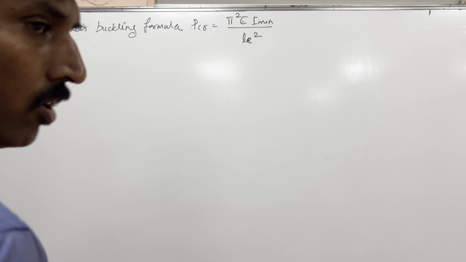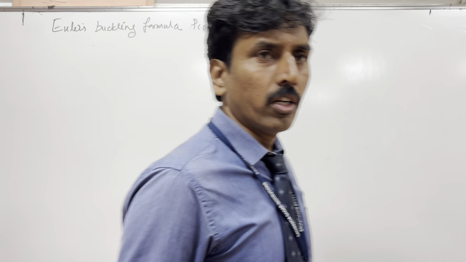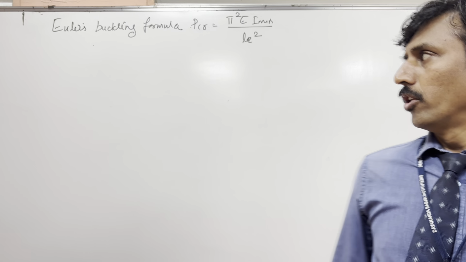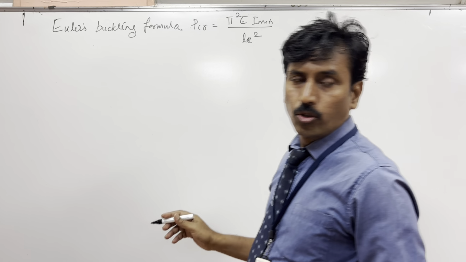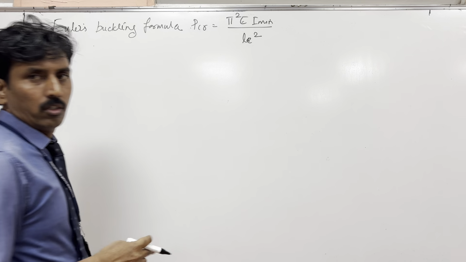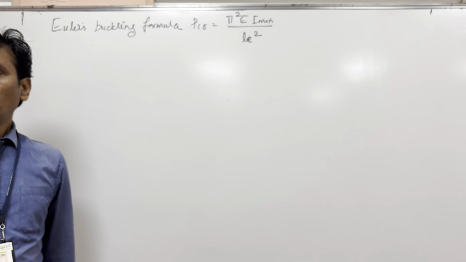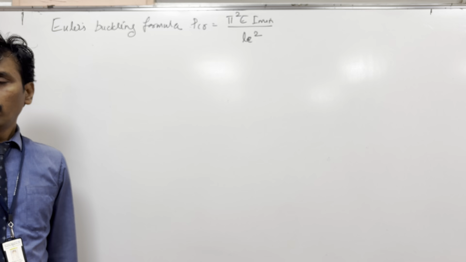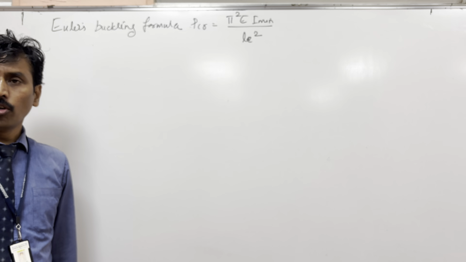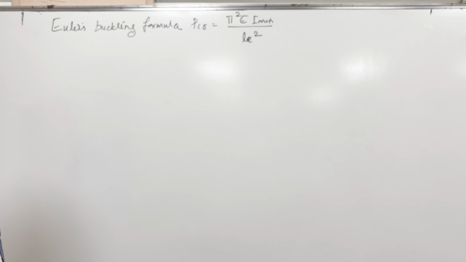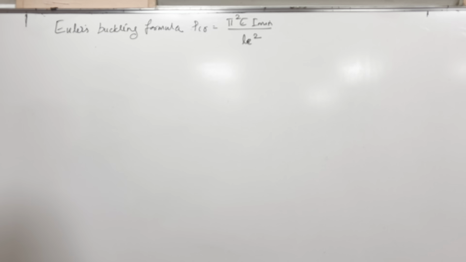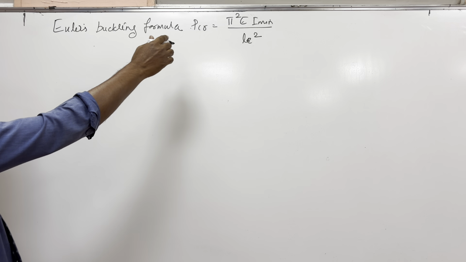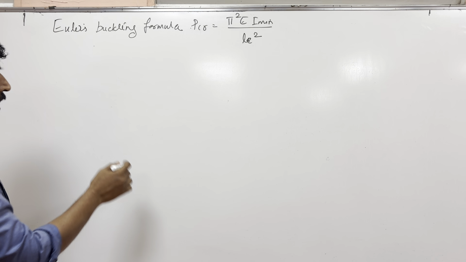Guys, we'll solve a small numerical on Euler's formula. Euler's formula was made around 300 years back, and it's still being used for long columns. And you know that last time we explained the crippling load for a column.